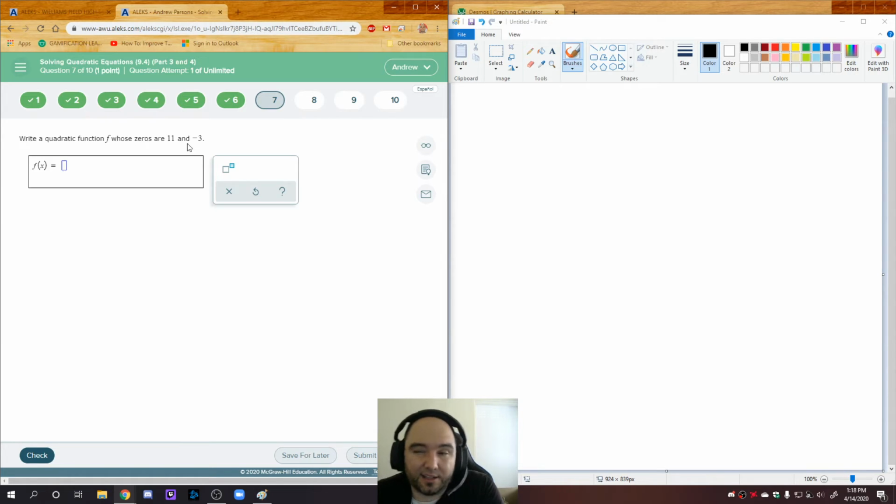So it's kind of like the picture example I showed you a second ago, except here they're not giving you a third point of the vertex. They're just saying, write a quadratic function whose zeros are 11 and -3. You'll be happy to hear there are infinitely many different quadratic functions whose zeros are 11 and -3. So all you have to do is write (x - 11)(x + 3). That's it. If a zero is 11, that would go into x - 11 to make 0, right? And if one of the zeros is -3, then x + 3 would go to 0.